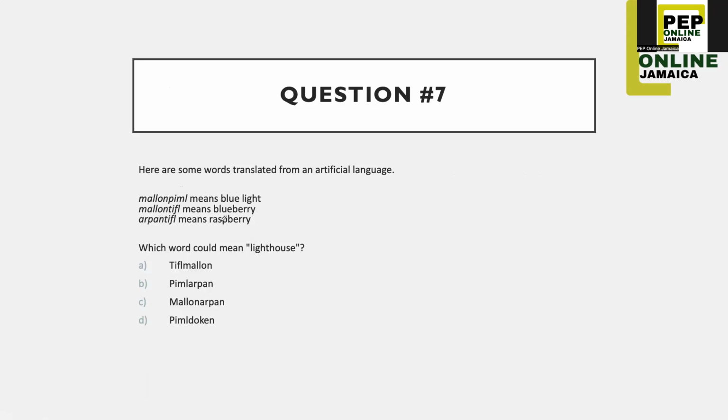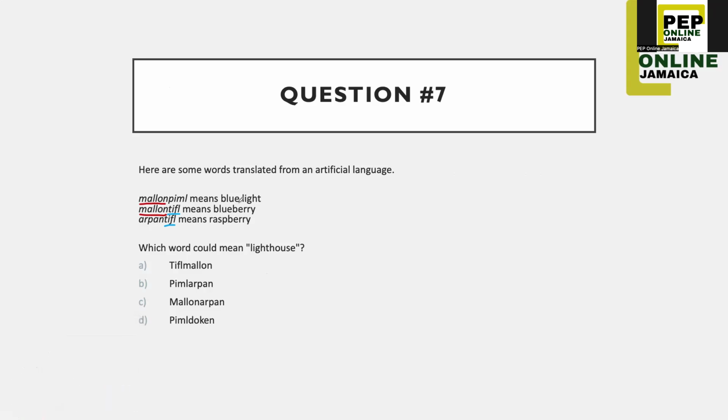is at the beginning here and at the beginning here. So right away, I can pick up that this is representing blue, right? And berry is at the back of these. So I'm picking up that these are representing berry. T-I-F-L is representing berry. Now, we're asked for lighthouse.